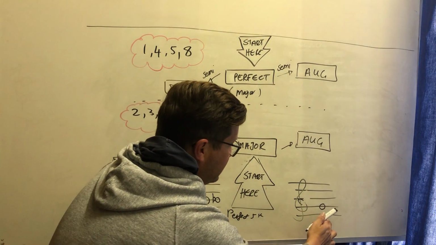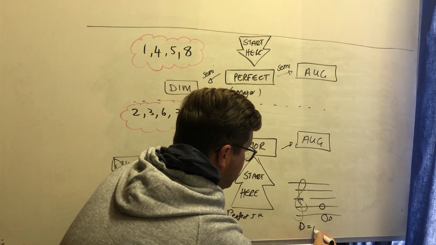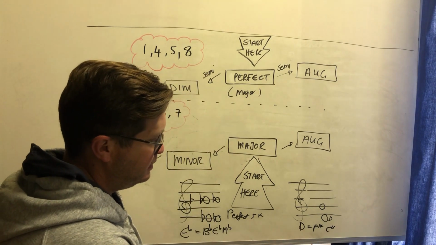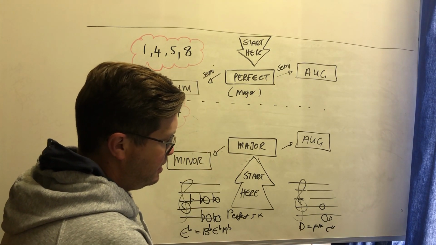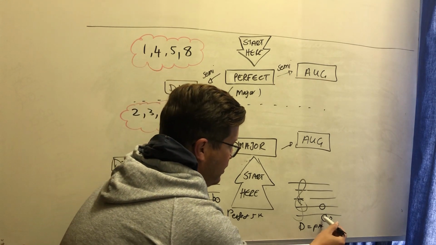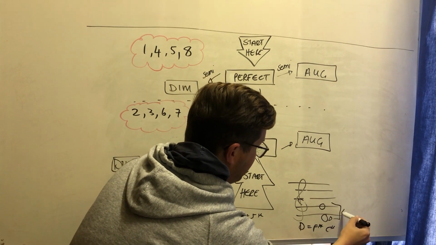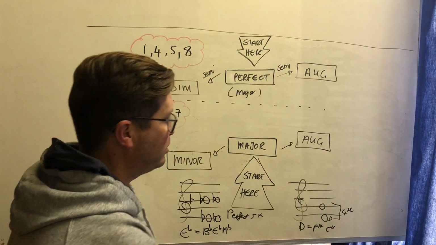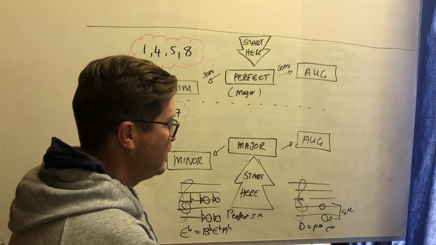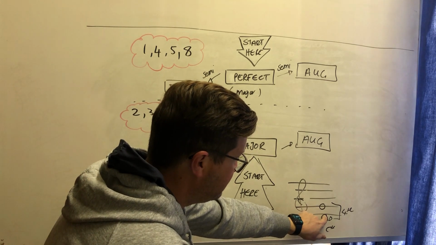So, now you think this note's name is D. You think in D major. D major has an F sharp and a C sharp, right? In D major, what would a perfect fourth be? Because that is a fourth. We know it because we can count: 1, 2, 3, 4. What would a perfect fourth be in D major?